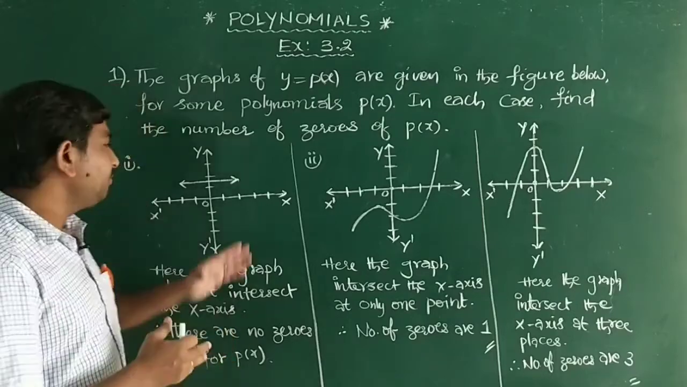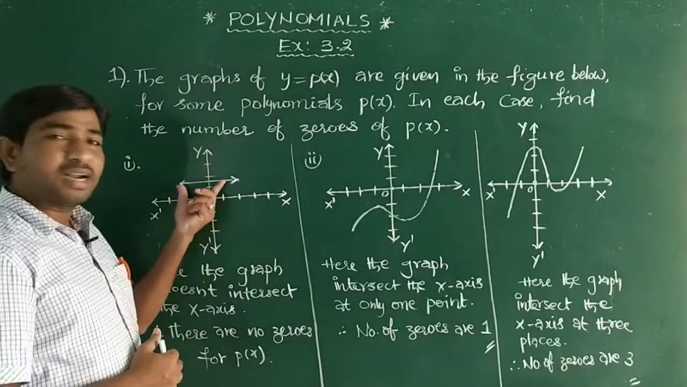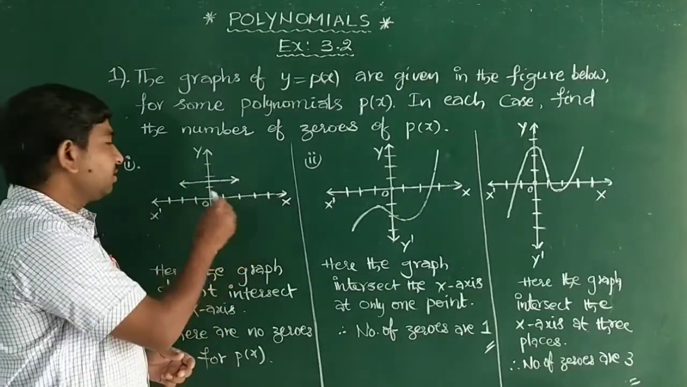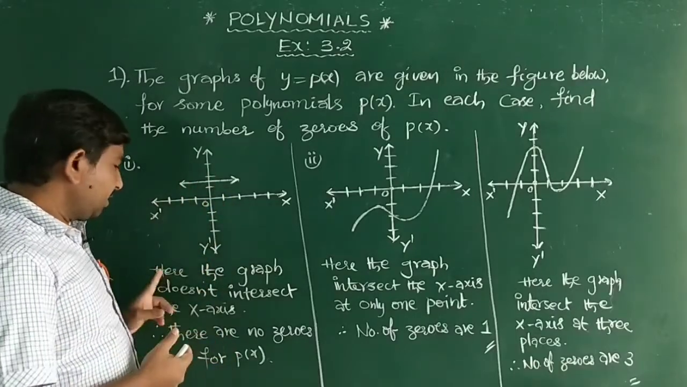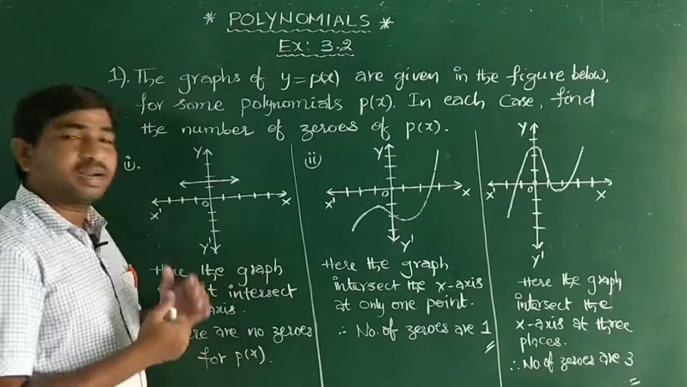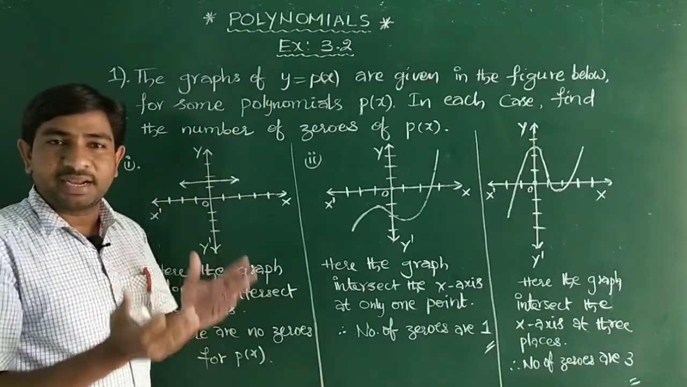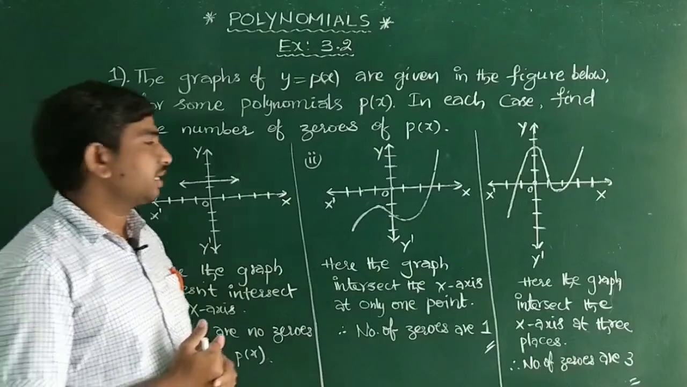But here, if you see the first problem, the given graph does not intersect the x axis. This is the x axis. The given graph does not intersect the x axis. That's why there are no zeros for this p of x. So in this situation we cannot get the zeros of the polynomial. Now see the second one. What is the second one?